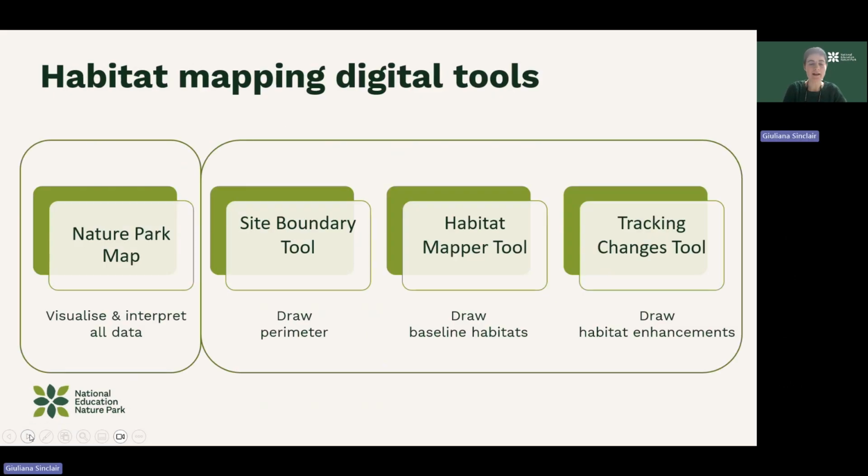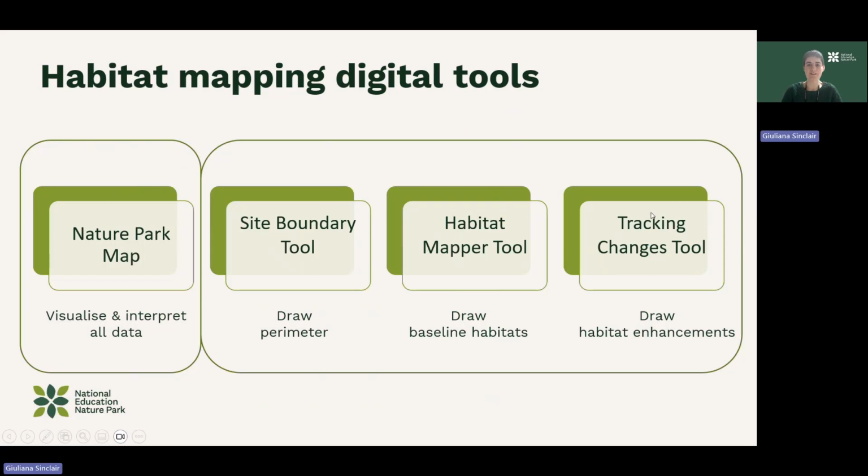Just to carry on, I wanted to very briefly touch upon all the different habitat mapping digital tools. So the Nature Park map is what we've just talked about. It's kind of where you visualize, the one-stop shop of seeing all the data in one place. The site boundary, you will have drawn your green site boundary around your site. Baseline habitats, this habitat mapper is what we've talked about just now.